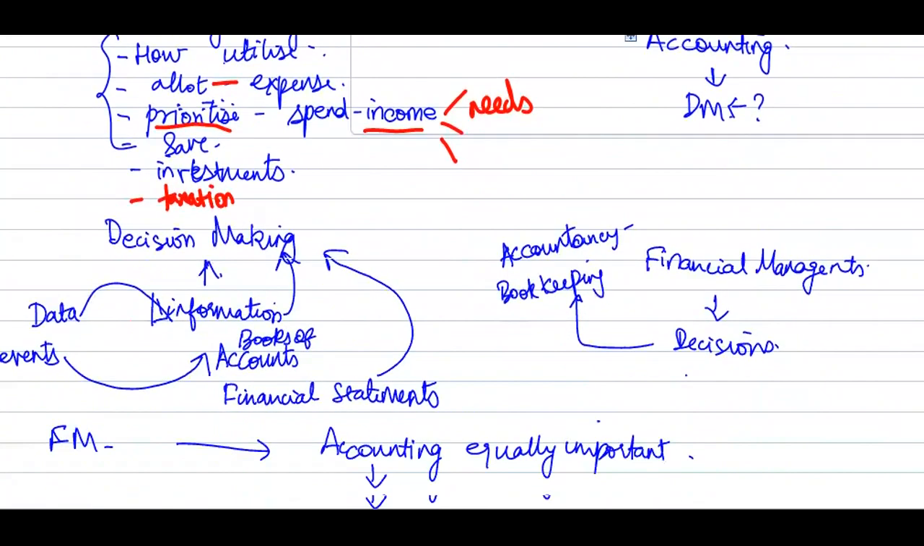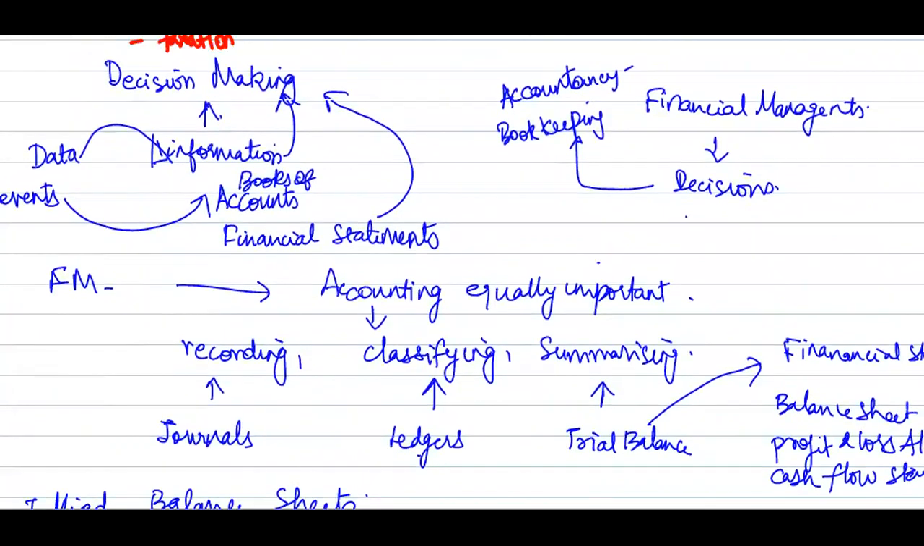However, what is necessary for making a decision is that you can make a decision only based on information. What is information? It is nothing but a summarized form of data. We don't need data for decision making, we only need information, right? How do we get this information? We get this information from the books of accounts. This is where accounting plays a major role, because what is the data in our case? Data is all transactions which are financial in nature.